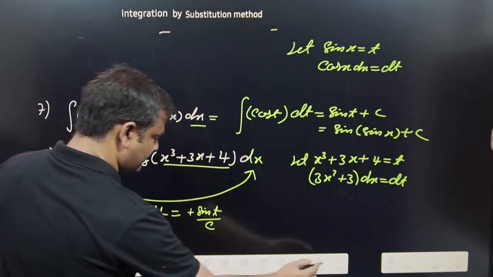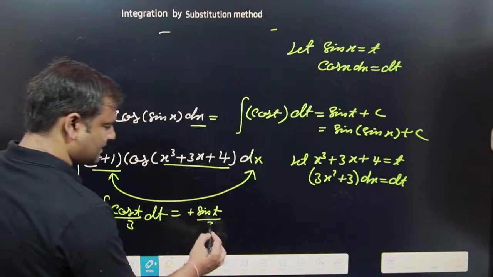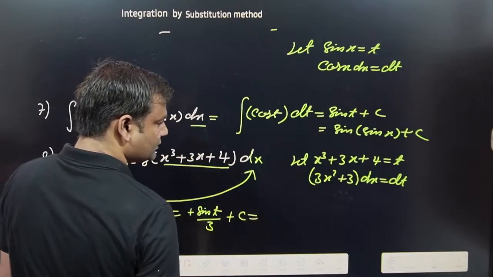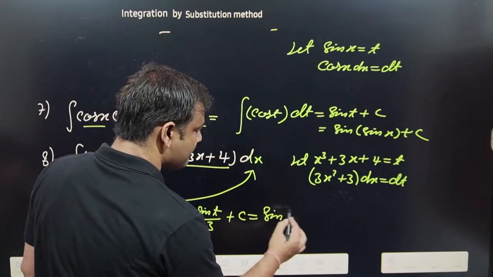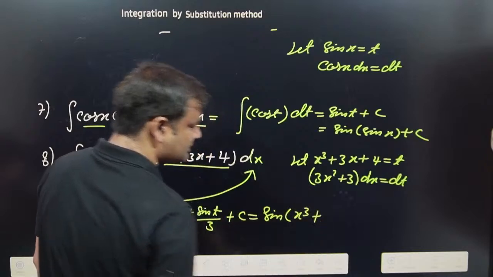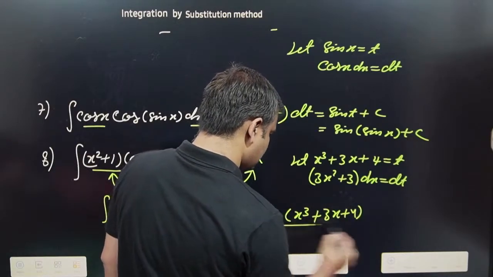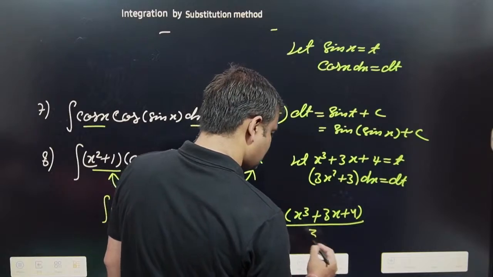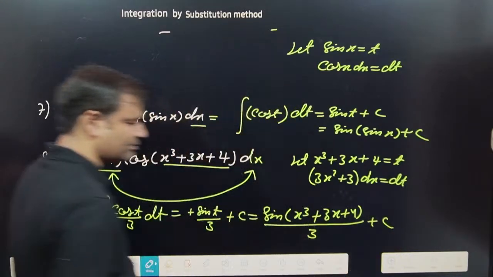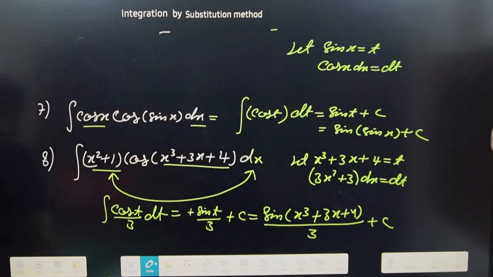divided by 3 plus c. So sin of (x cube plus 3x plus 4) divided by 3 plus c is the right answer. Okay. If anyone faces any doubt at any step, then comment it, I will discuss again. Okay.